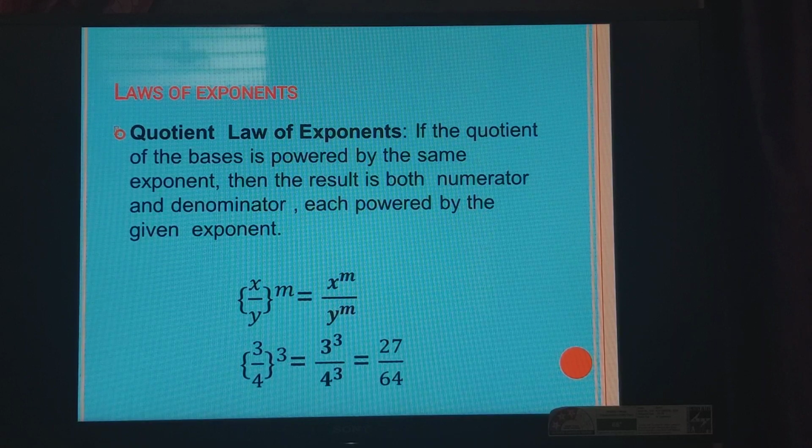The next law is the quotient law of exponent. If the quotient of the bases is powered by the same exponent, then the result is both numerator and denominator each powered by the given exponent. Here, if the quotient x by y is raised to the exponent m, then we get the numerator x raised to m upon the denominator y raised to m. For example, 3 by 4 raised to 3 is equal to 27 upon 64.